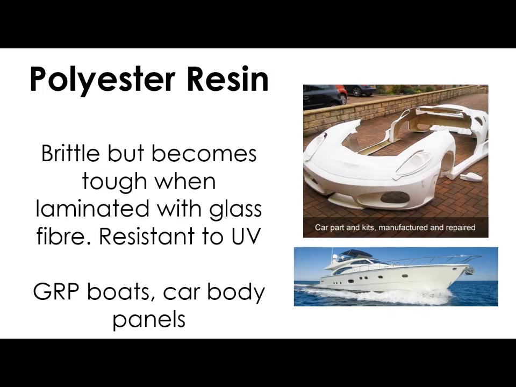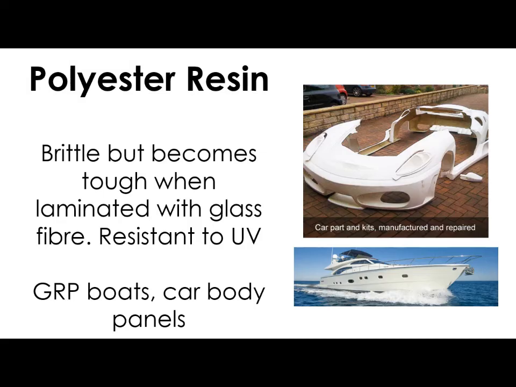So polyester resin is basically the resin or the glue that's used with layers of glass fiber, and then it sets rock hard into the shapes that you can see on the screen here. So it's used in boat hulls, car body panels, on slightly cheaper supercars. I know that sounds a bit bizarre, but cheaper sports cars are likely to have glass fiber rather than carbon fiber, which is ridiculously expensive.